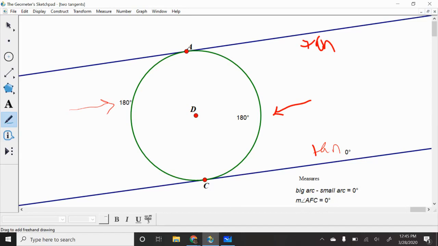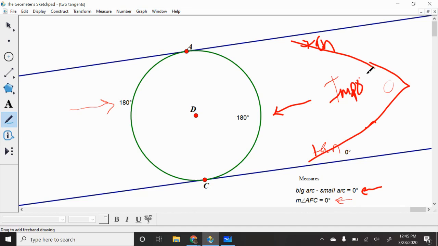You're never going to have a case of an angle being on the outside where it's intercepting an arc that is 180 degrees. It's impossible. As you can see, the big arc minus the little arc is 0, and therefore the angle out here is 0. In other words, it's impossible, because the tangents will never meet.